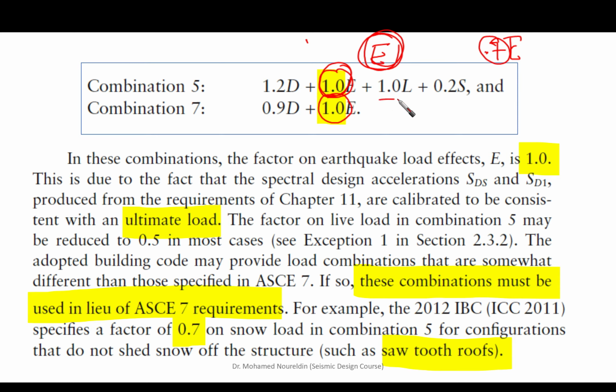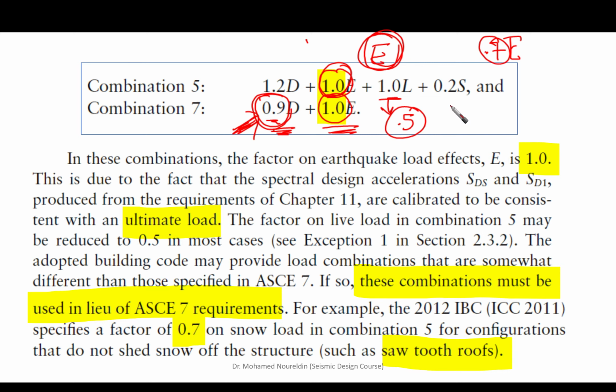This factor of 1 for live load could be reduced to 0.5 based on special cases. What is very interesting is 0.9 here. Why should the dead load be reduced by 0.9? Whenever we have a stabilizing effect from earthquake or wind added to gravitational loading, then the gravity load should be reduced by 10%. So this is something important that we need to keep in our mind.